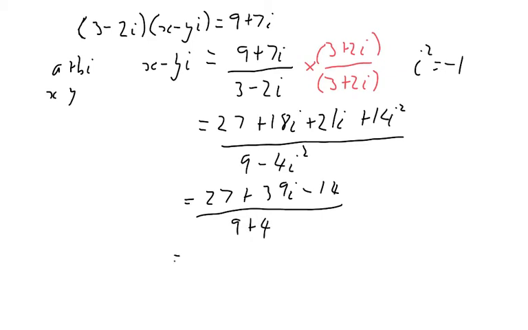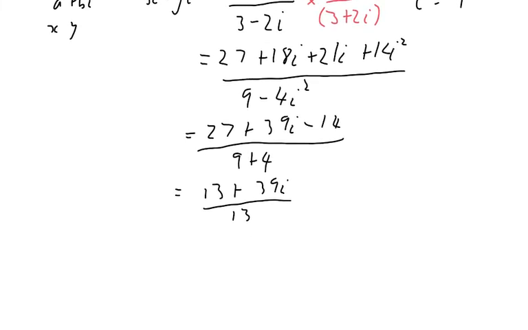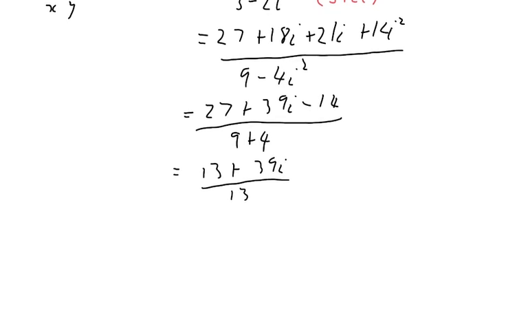So that equals 13 plus 39i, and we're collecting like terms. So 27 take 14 is 13. 9 plus 4 is 13. Now, if we separate that, I'm just going to move that up so we can see. We've got 13 over 13 plus 39i over 13. Now remember, that's x take yi. So that equals 1 plus 3i.